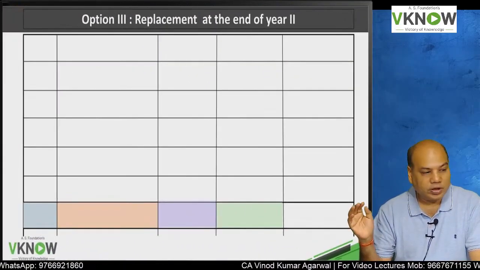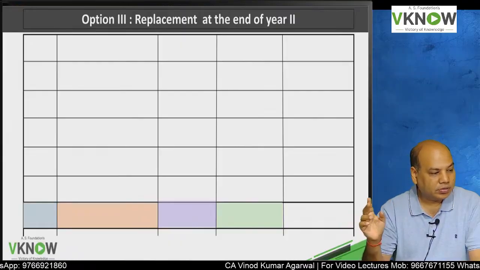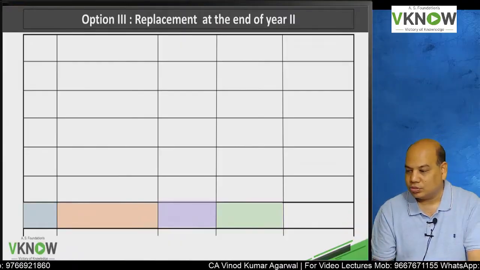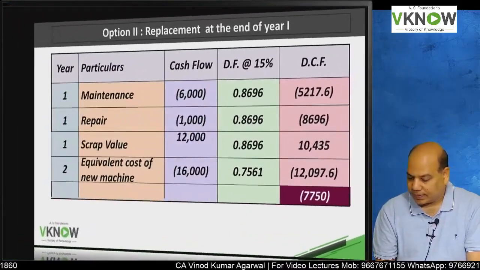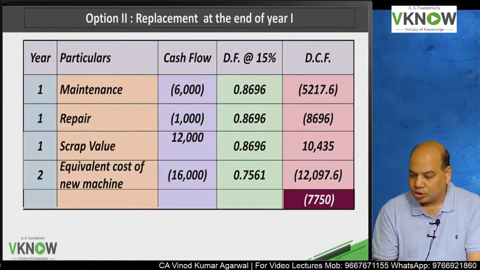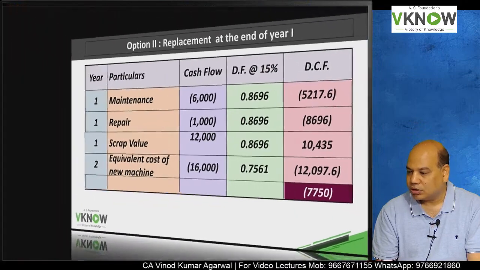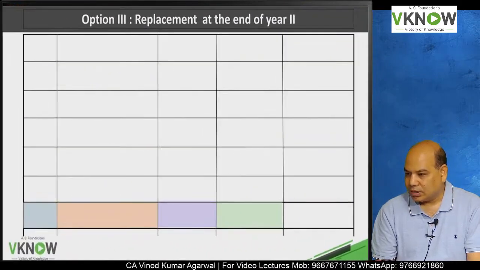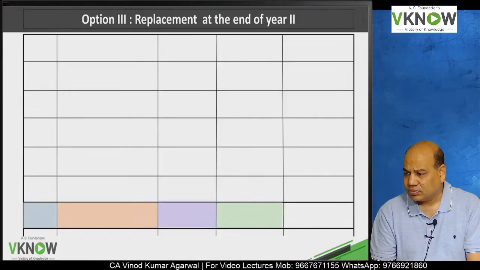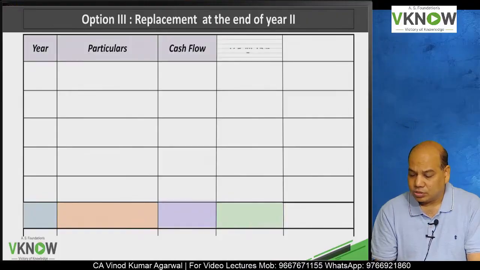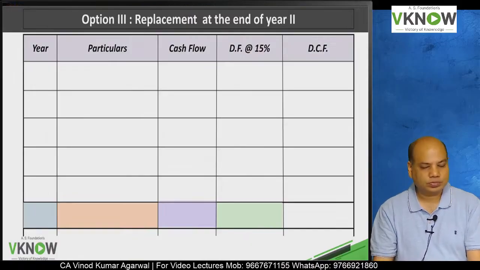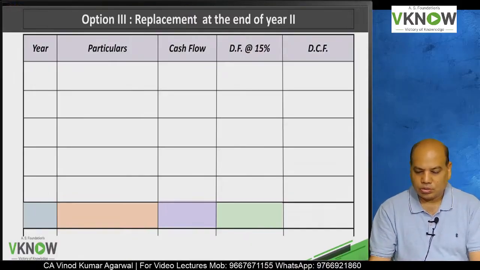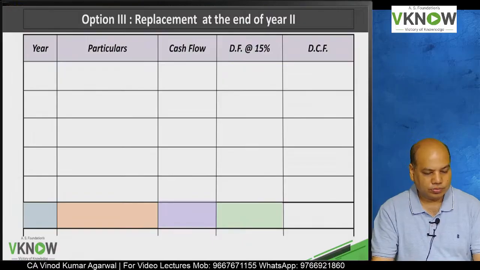Okay, one more option we have. Replace at the end of year 2. Option 3, write down: replace at the end of year 2. The previous answer was negative 7750. Those who have not got it, just write the total, check it later. Now next is replace the old asset at the end of year 2.